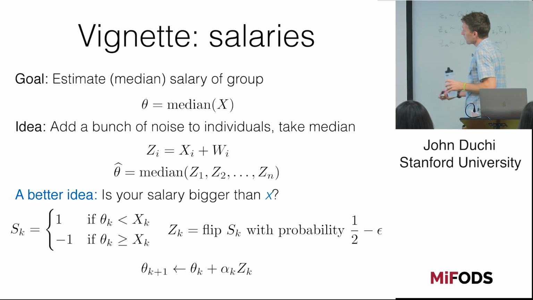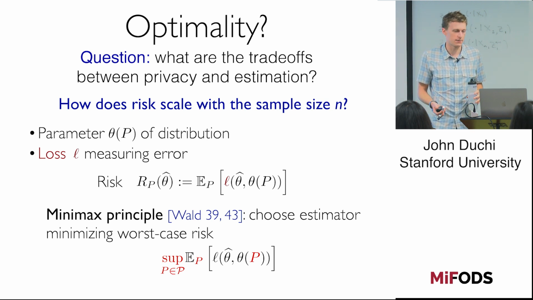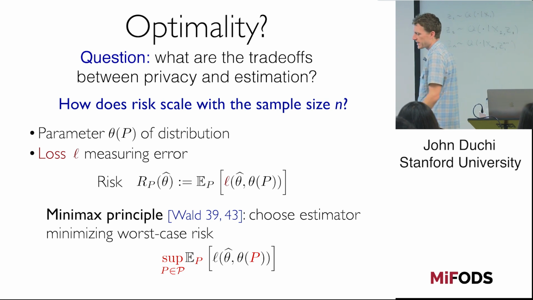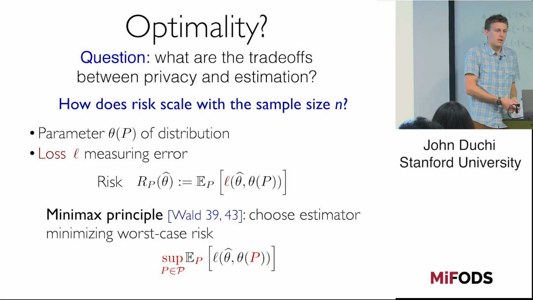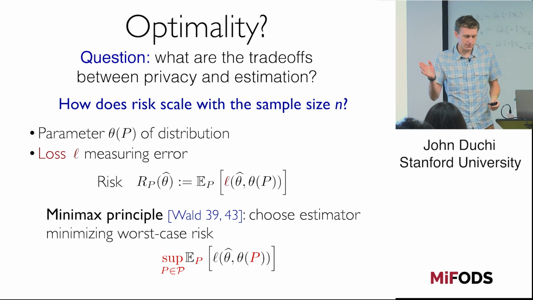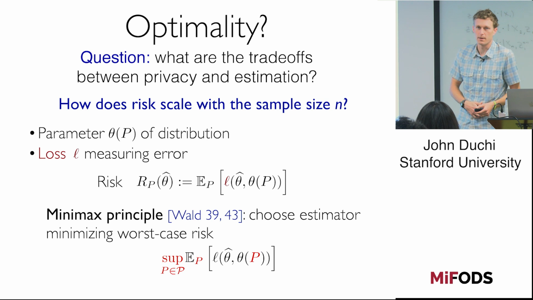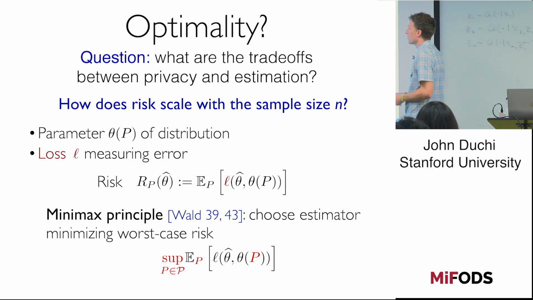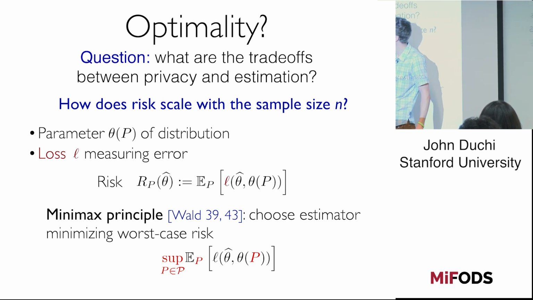All right. So going back to our original question, we wanted to know what are the trade-offs between privacy and estimation, right? So another way to write this is if I give you a sample of size n, how does my risk, how does my loss, how does my performance change with n? The classic way of assessing optimality or risk of a procedure is what's known as the minimax principle. So the game is we have some parameter, theta of P. P is my population distribution. And I want to estimate this parameter.